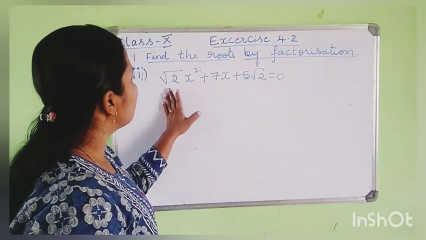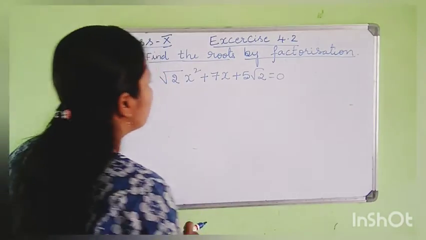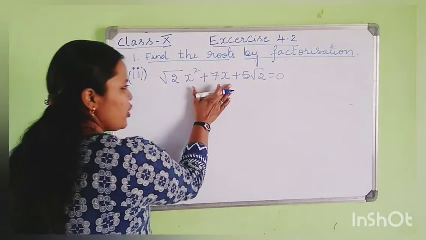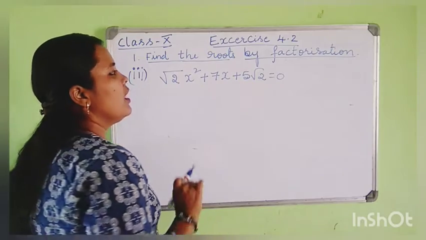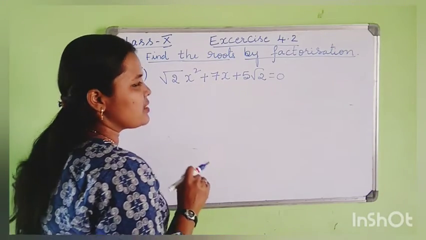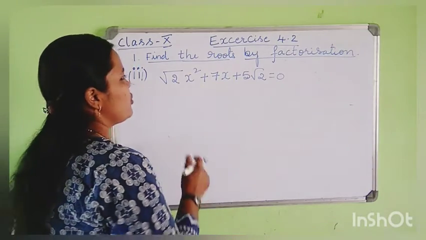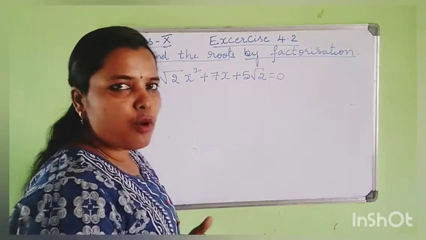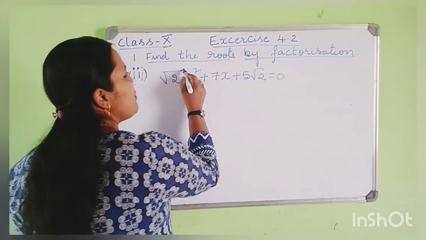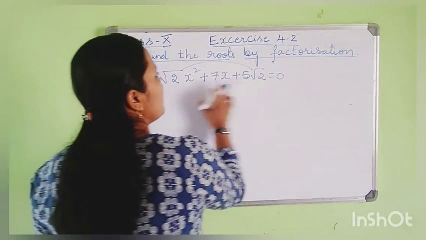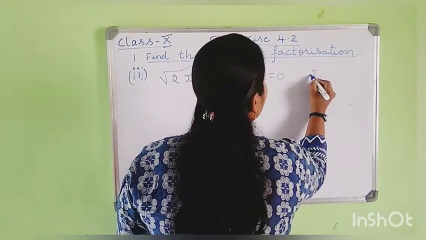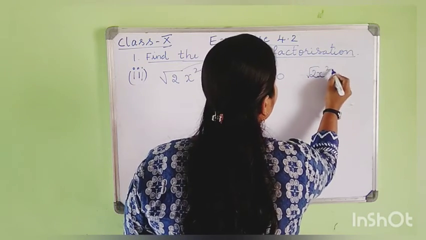Now we have question number 3. This is somewhat difficult for you. This is a new concept. They have given root on both sides. Listen carefully step by step, then it will become easy for you. The same process you should follow. You have to multiply the first and the third terms. So I will go step by step because they have given root here.